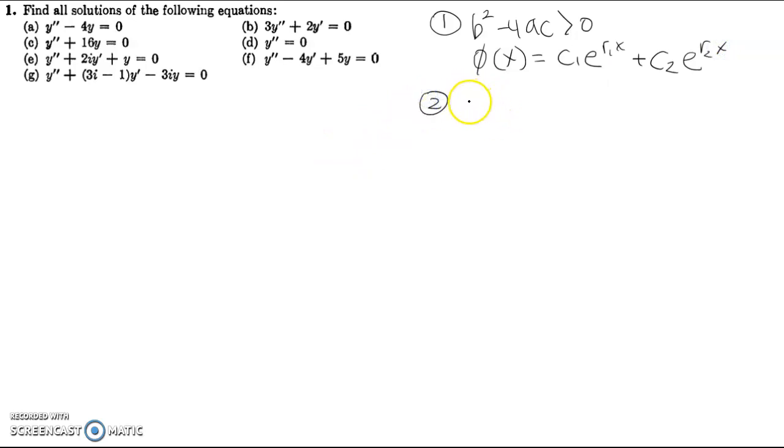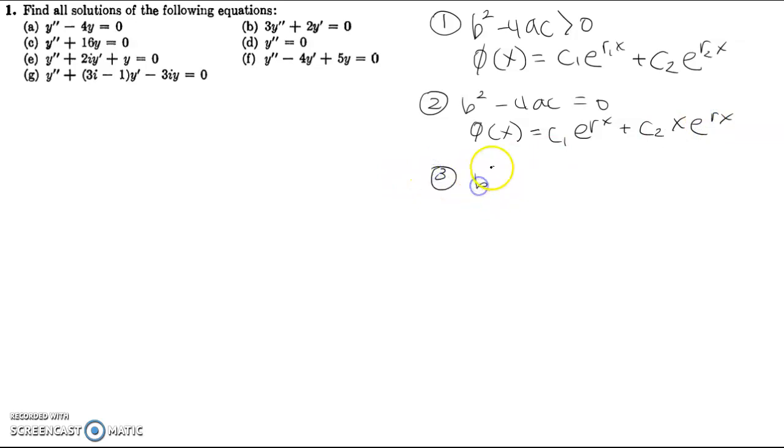Our second case is when we have b squared minus 4ac equals 0. So in this case, our solution for the second order differential equation would be phi of x equals c1 e to the power of rx plus c2 x e to the power of rx.